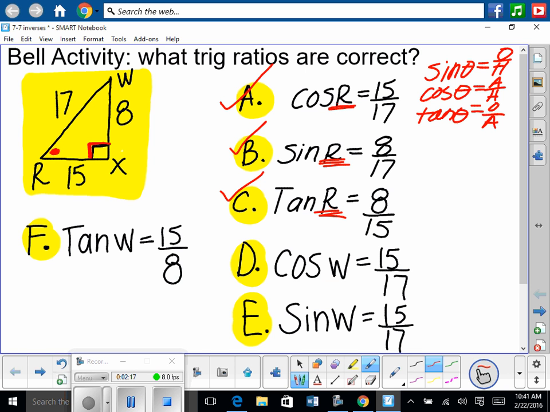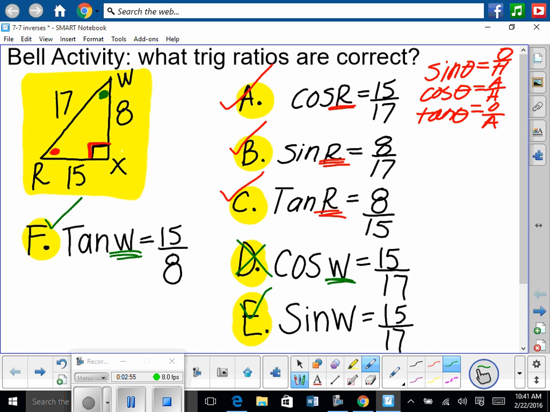Okay, moving on. Now it says cosine of W. We're changing angles now, aren't we? So we've got to look at angle W. Cosine is adjacent, which is 8, over hypotenuse, which is 17. Was that right? No. So we wouldn't click on that one. Then sine of W: here's W. Sine is opposite over hypotenuse, 15 over 17. And then tangent of W: we'd always write this down, opposite over adjacent. So opposite from W is 15 over adjacent, which is 8.